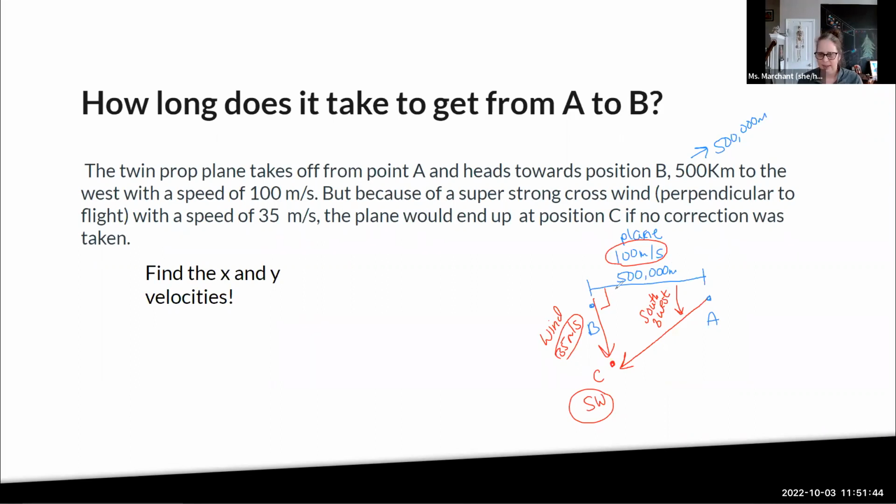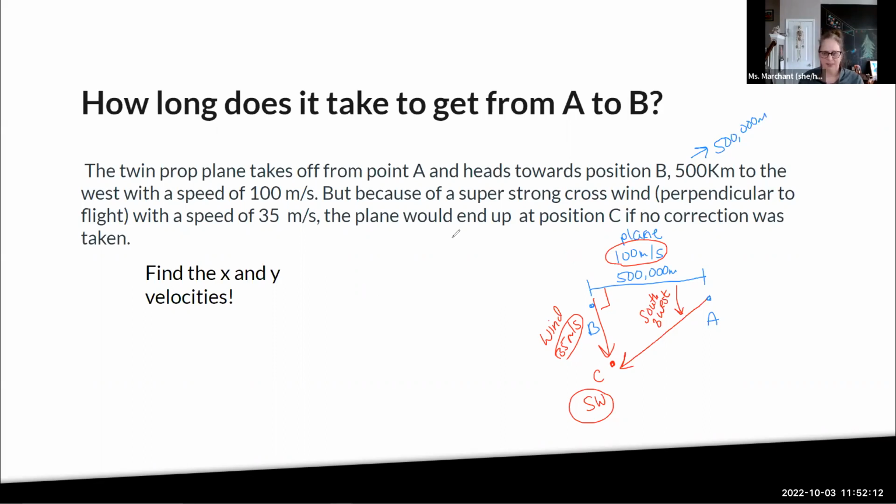The plane is on the X path, so that is actually going to be negative 100 meters per second. And the Y is going to be negative 35 meters per second. Now, they didn't specify which way the wind is going. So if you had positive 35 because you had it going in the upward direction, then that absolutely just has to match the picture.